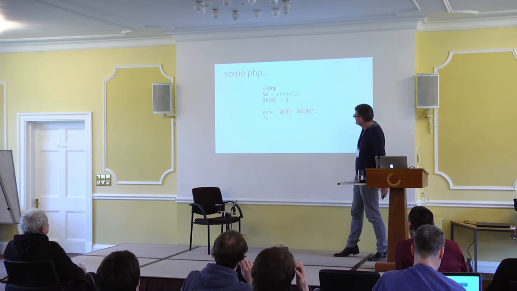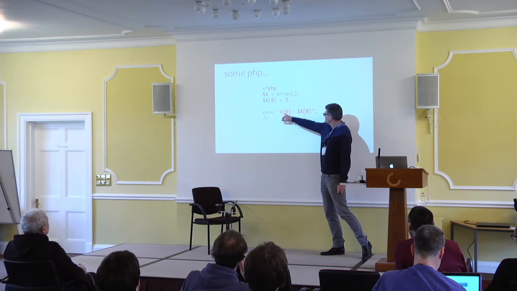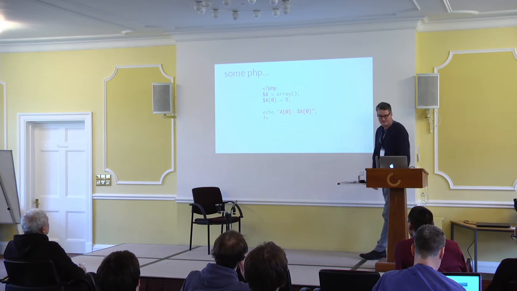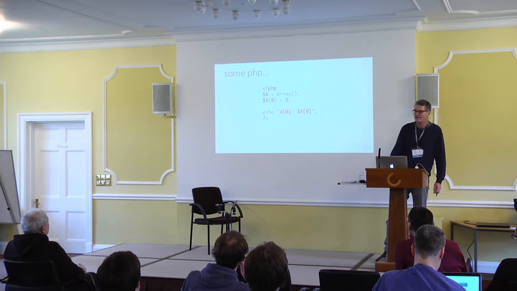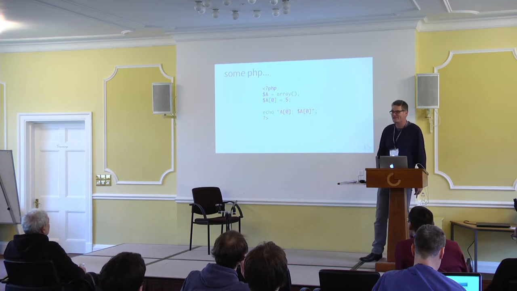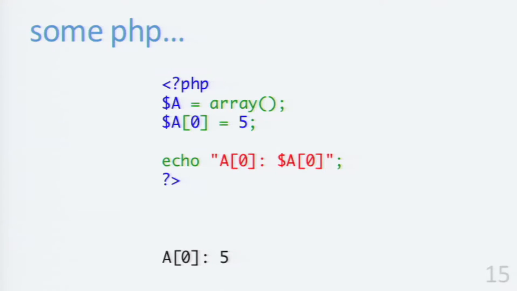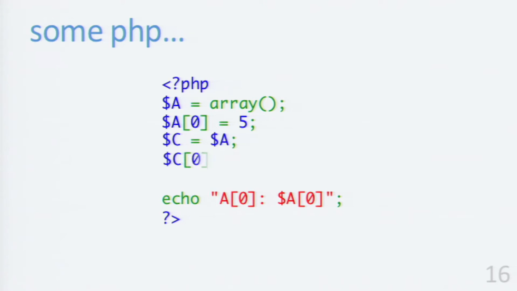Sorry? I don't know what A0 is. Oh, that's a string, right? So we're going to print out the string, A square bracket 0. This is the contents of A sub 0 in the array. It's going to be some bonkers, though. OK, 5, right? Fair enough, because I assigned 5 to it. Great. How does that happen? Well, we have this array, and we stick 5 in there, and we read out 5, and we get 5.